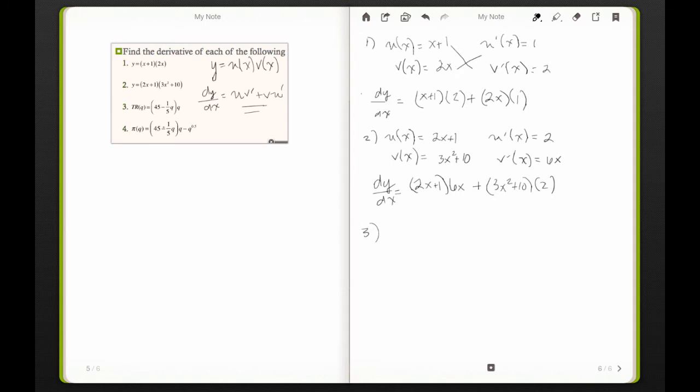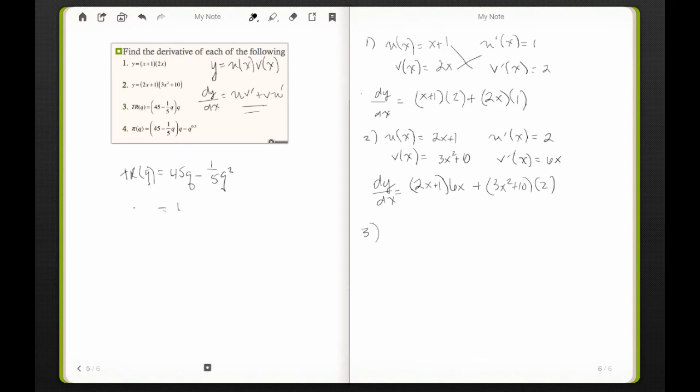The third one and the fourth one are a little bit trickier because they don't have x's and y's. So the third one gives us a total revenue function, 45 minus 1/5 q, times q. And it's really simple. If you wanted to, and I'm going to write this out just to show you, you can write this out as 45q minus 1/5 q squared. And you could take the derivative of this using the difference rule and using the power rule.